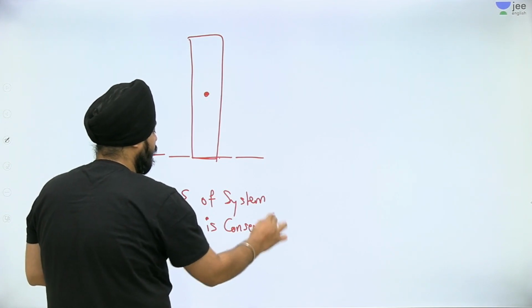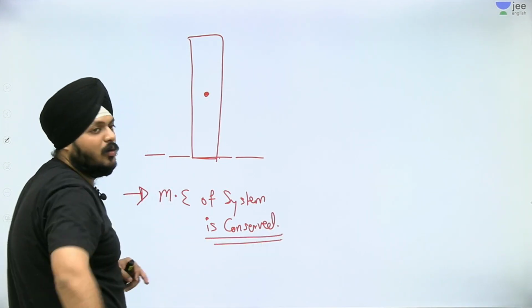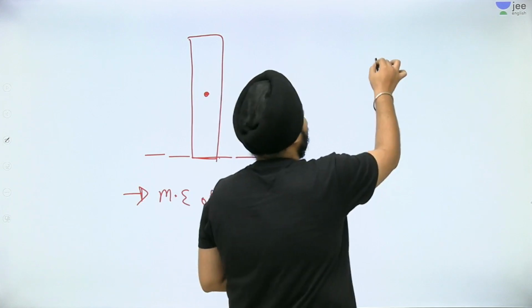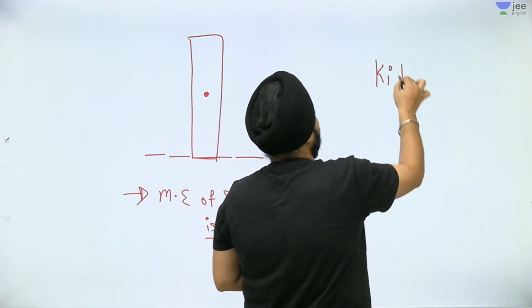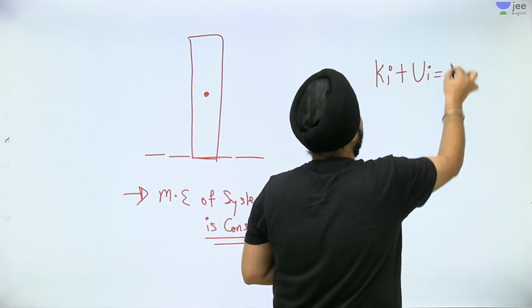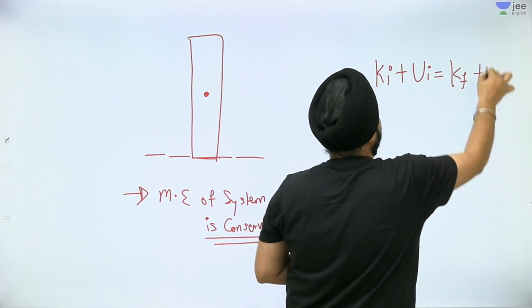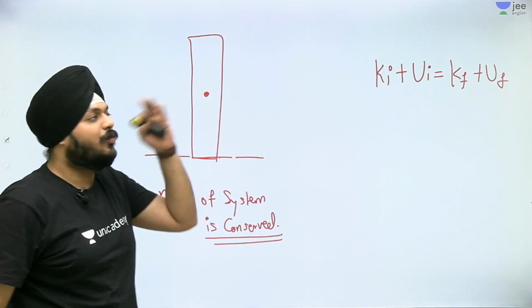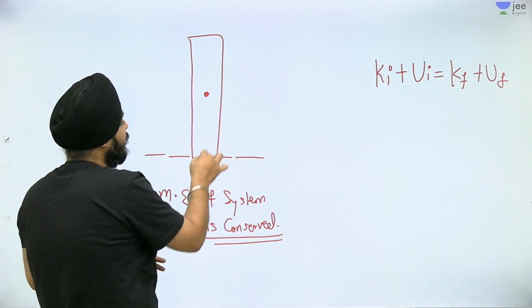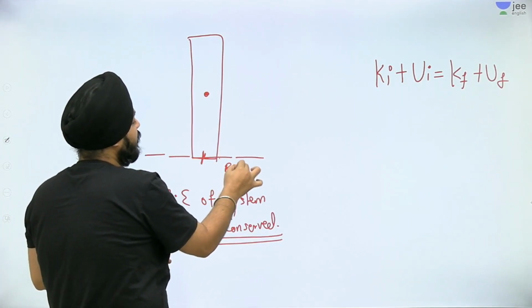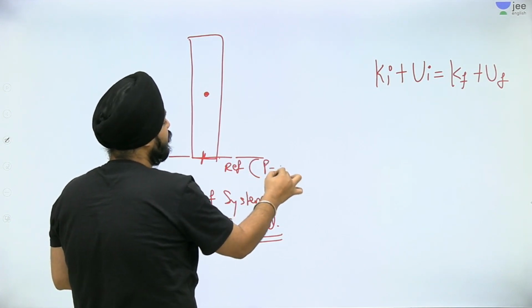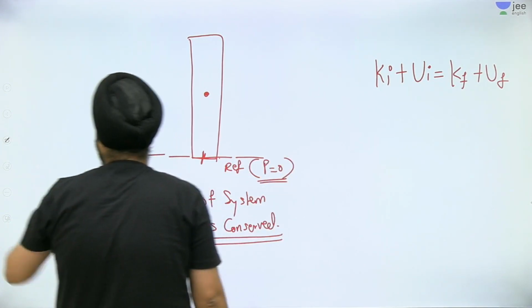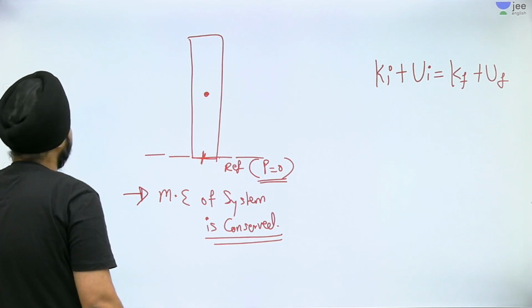Mechanical energy of the system is conserved, right? So in that case, we have to use this equation: K initial plus U initial equals K final plus U final. In this case, guys, initially, if I'm talking about the reference point, then at the reference point the gravitational potential energy is 0.